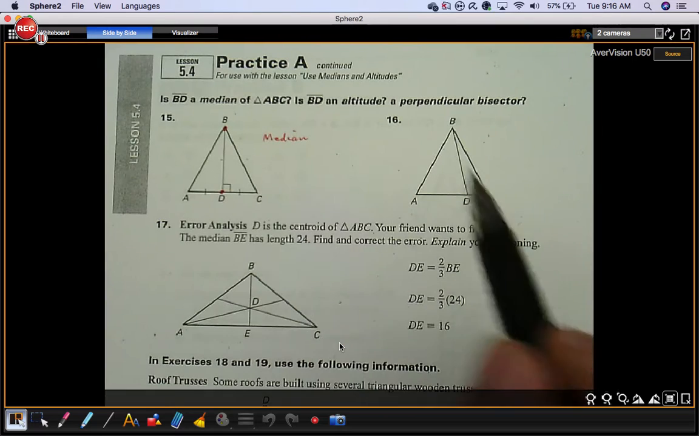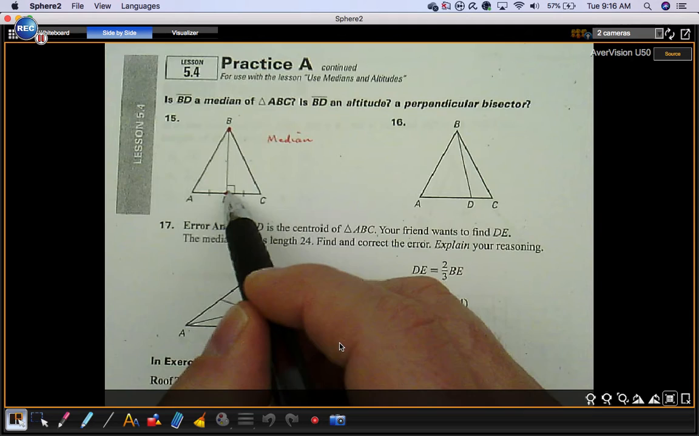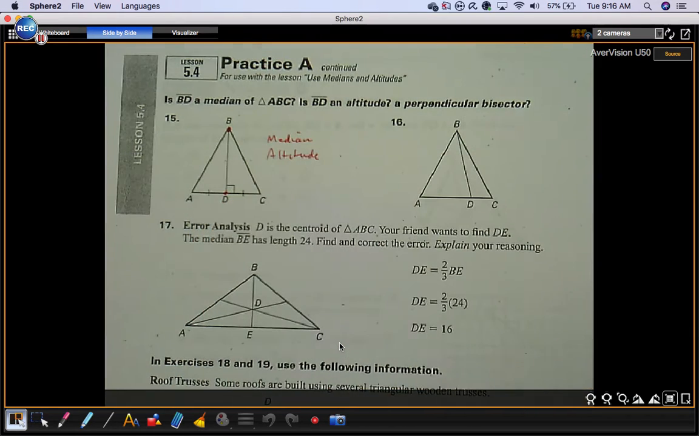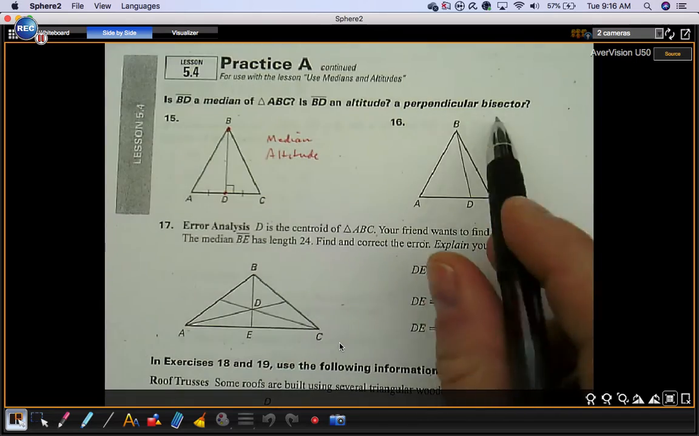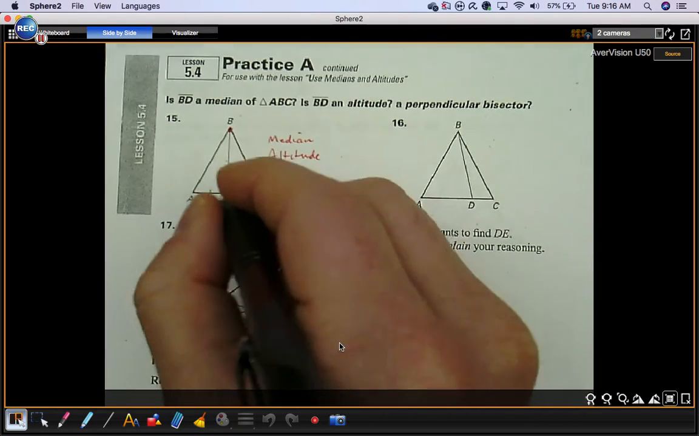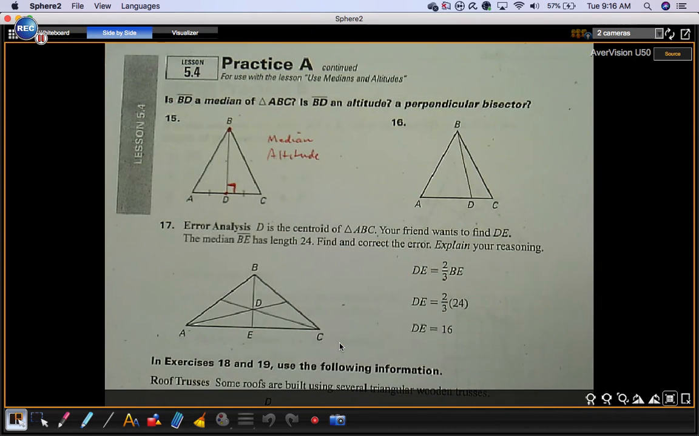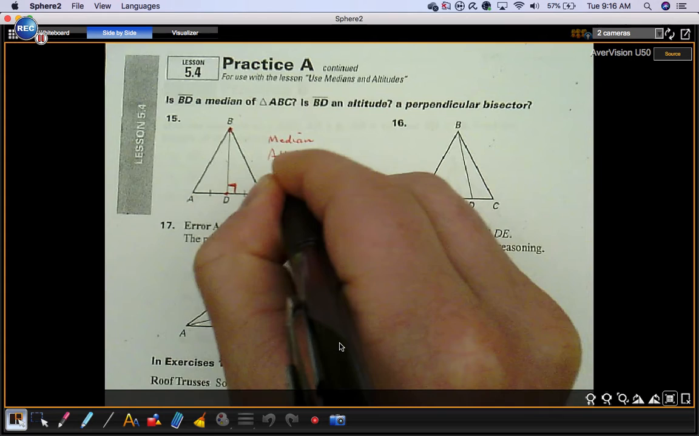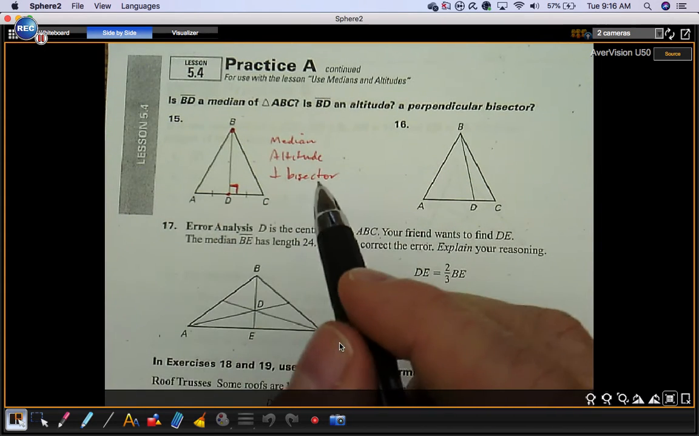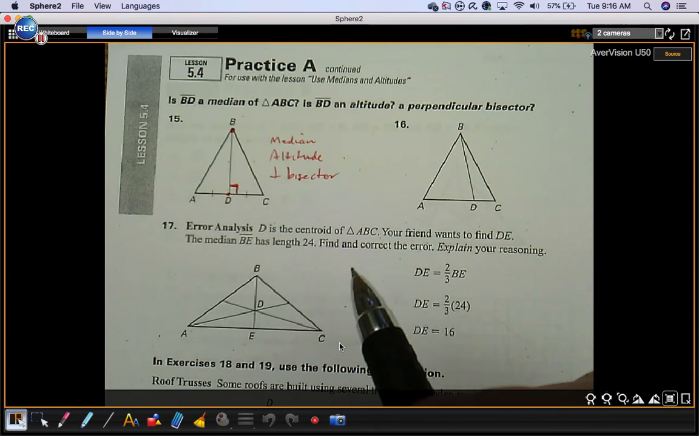Is segment BD an altitude? It would be an altitude if it touches a vertex and it has a right angle. So it's an altitude. Is it a perpendicular bisector? It would be a perpendicular bisector if it has that right angle and touches a midpoint. This is a great example of all three. This segment is all three of these.